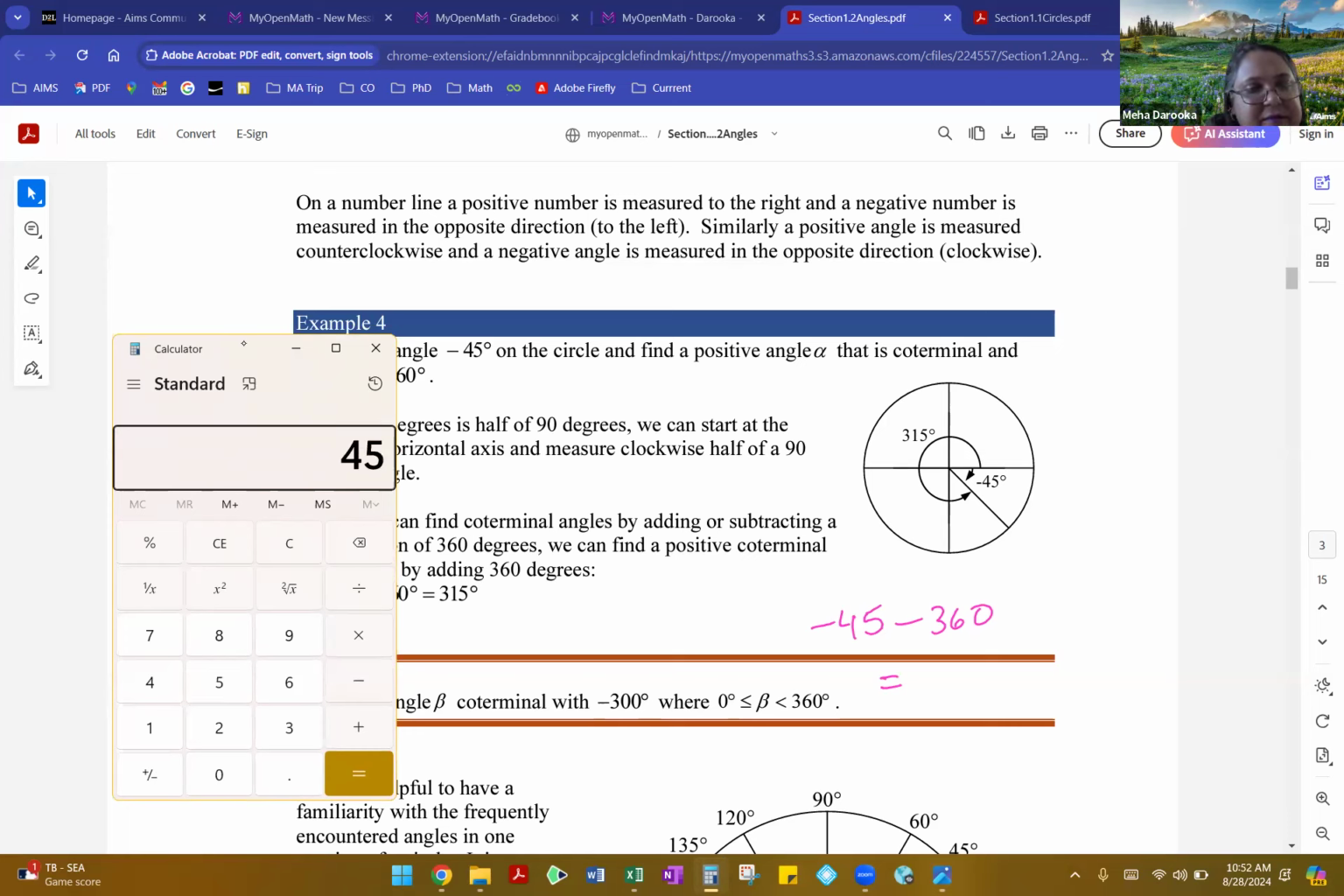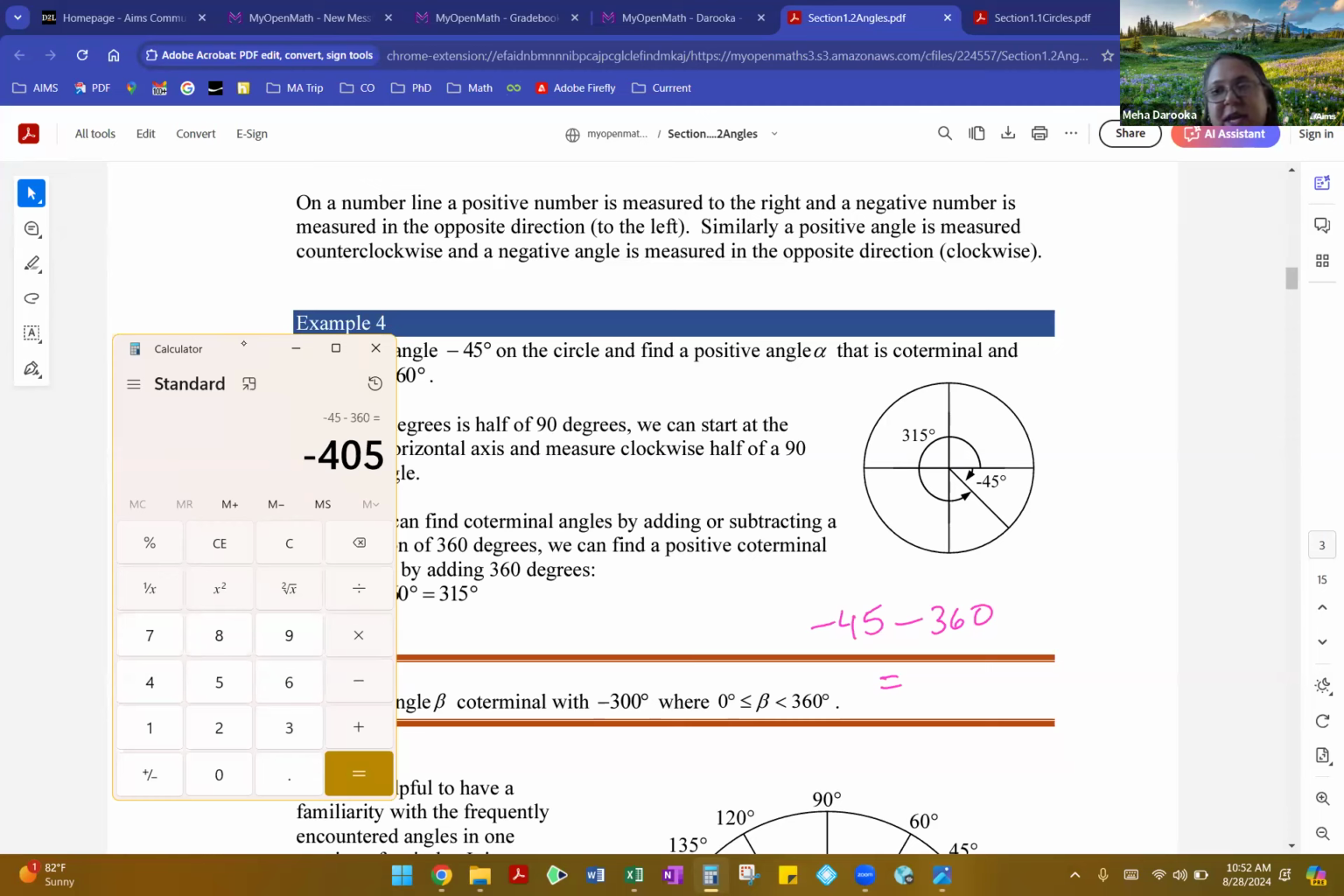So if you have negative 45, which is already negative, right? And then you subtract 360 from it, you're going to get a number smaller than that, right? Technically, that is still a coterminal angle, but it wouldn't be a positive one, right?